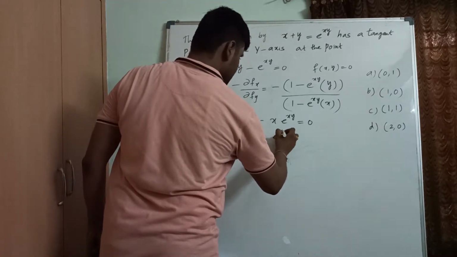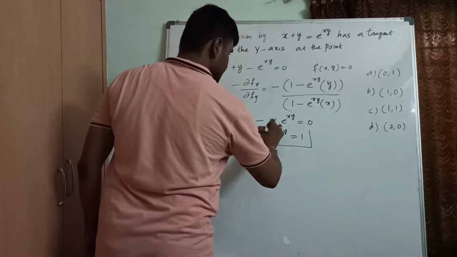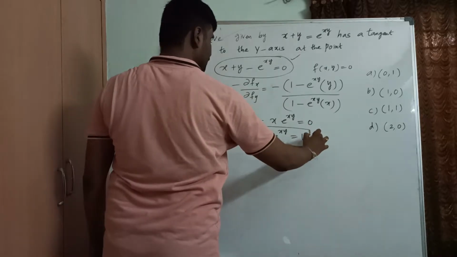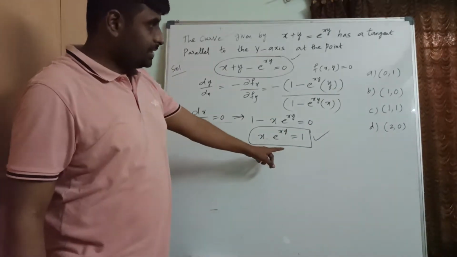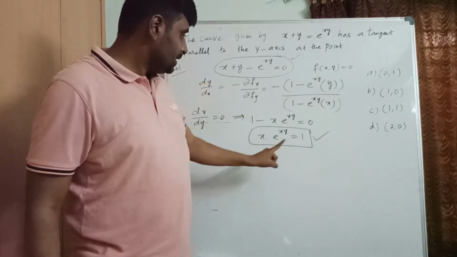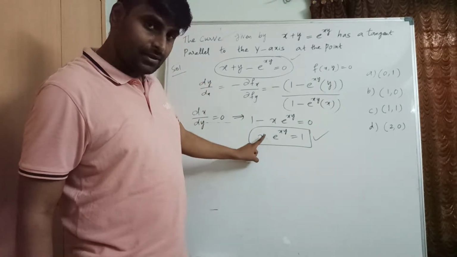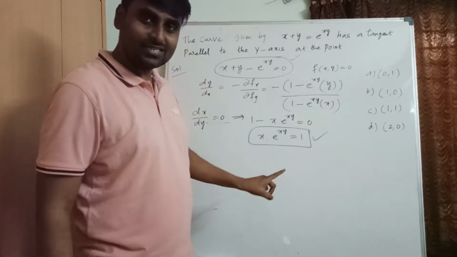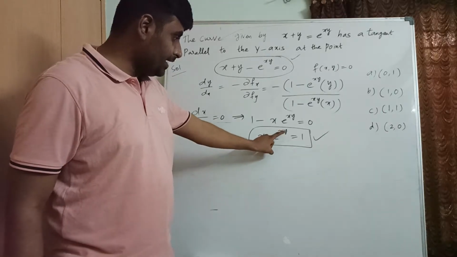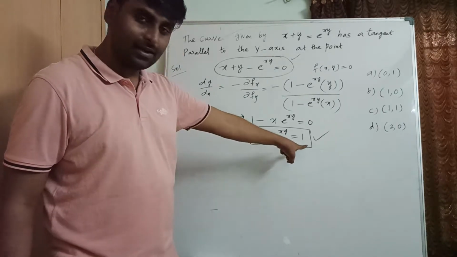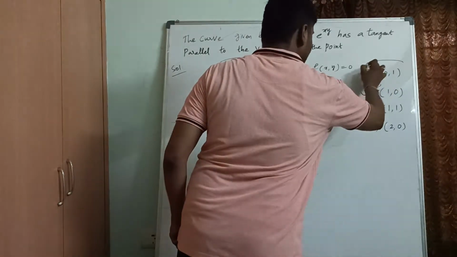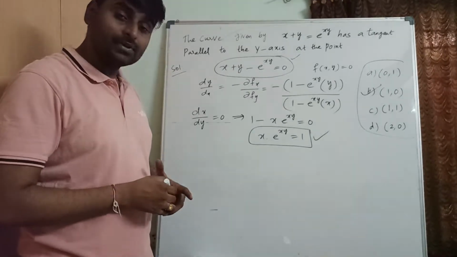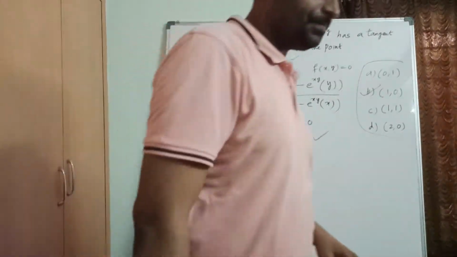x into e power xy equals 1. Just verify the option. Verify the given curve and verify the equation of the tangent. Which of the following points satisfies it? Here, can I put 0 comma 1? If I put 0, everything is 0, but here we need to get 1. So 1 comma 0 is correct: 1 into e power 1 into 0, e power 0 is 1, 1 into 1 is 1. So 1 comma 0 will be the correct option. Right? So make the maximum in minimum time. Make a note of it.